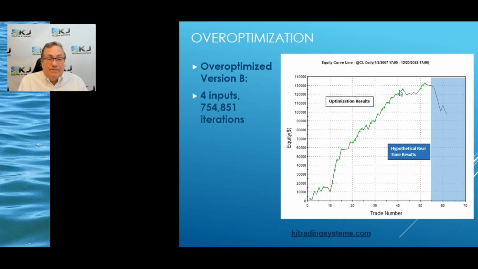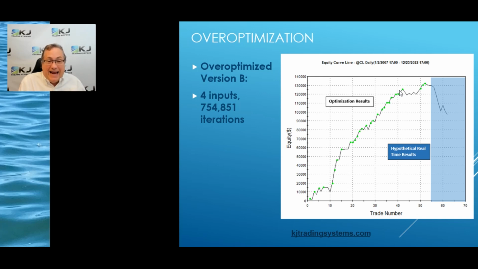This is version B. On this one I optimized 4 inputs, and I did 754,851 iterations. So I did tons of them. And again, look how nice the equity curve on the left looks. The in-sample optimized equity curve looks great. This is exactly what you'd want to trade. You'd be like, oh man, it keeps making new peaks. The problem is it's over-optimized.